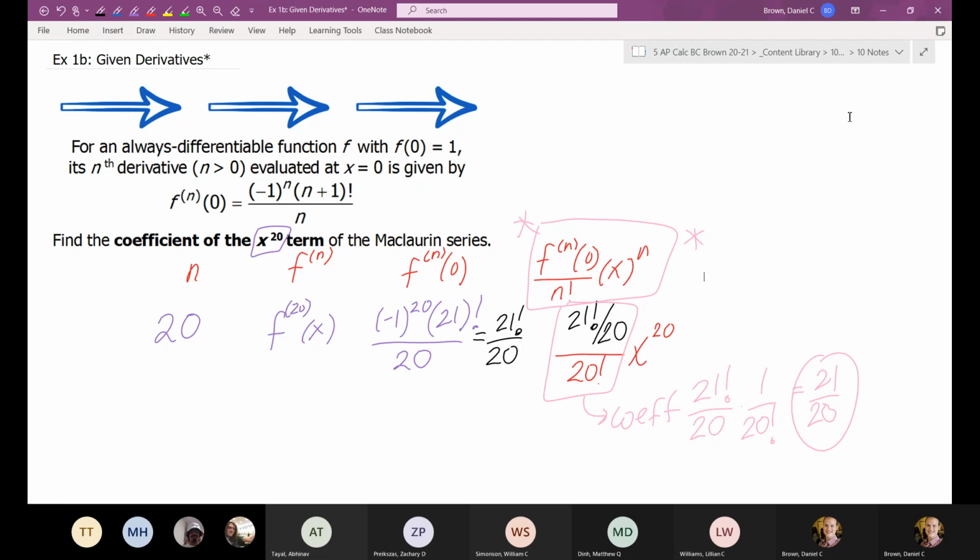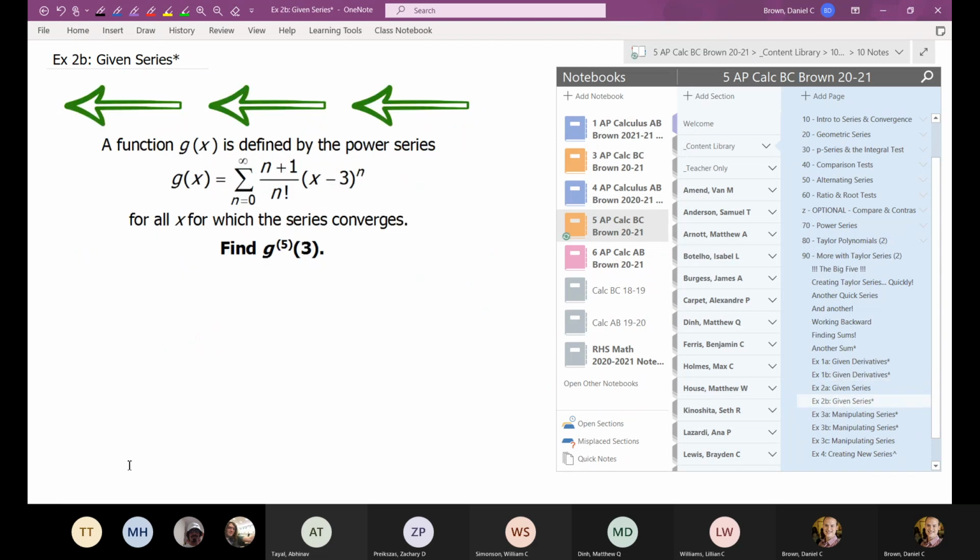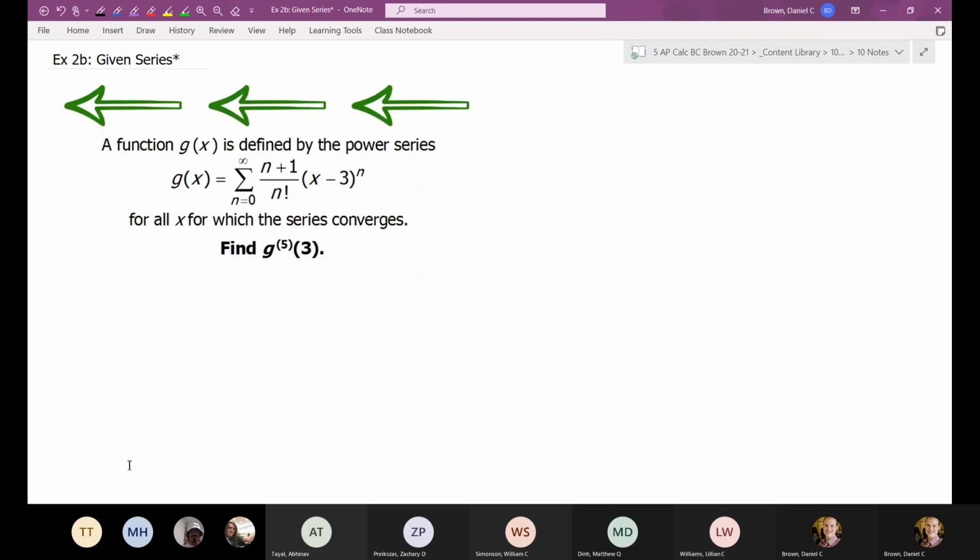All right, let's keep going and see if we can make sense of that term formula. I'm going to skip to example 2b. 2a and 2b are kind of the same. Make sure you pay attention to how it's worded. I have a function g of x defined by the power series. So this is no longer representing the nth derivative. This is the function g of x, the infinite polynomial, the power series. And g of x is equal to that. And we want to find the fifth derivative of 3.